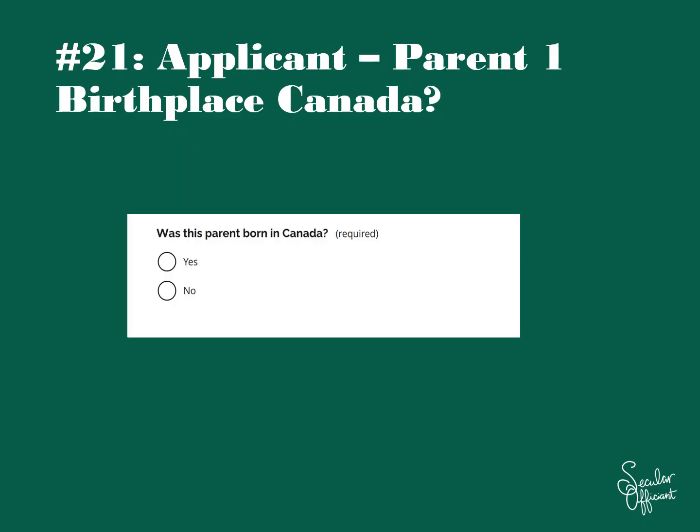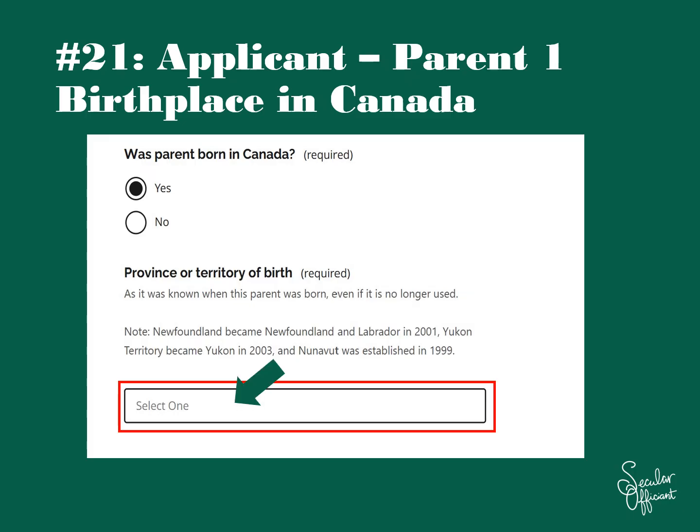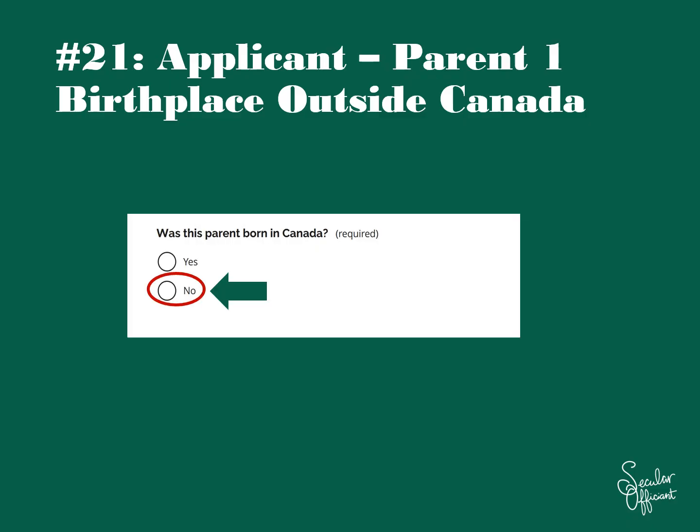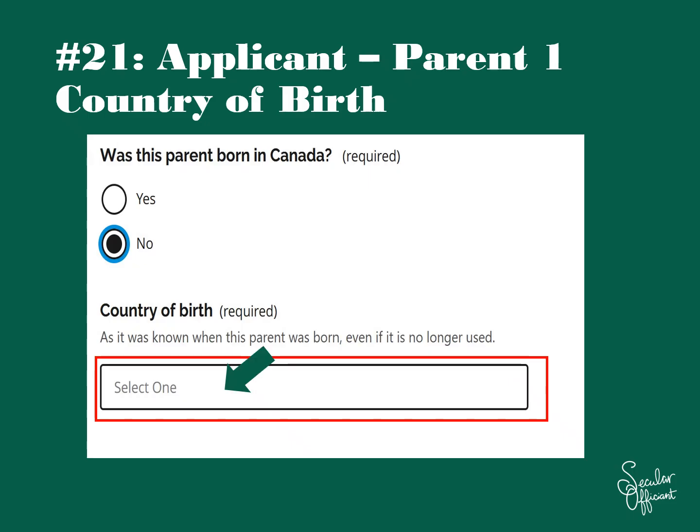Step 21 is indicating if your first parent was born in Canada. Select yes or no. If you select yes, the application will ask you to select a province or territory in Canada. If your first parent was born outside of Canada, select no. If you select no, the application will then ask you to select the country they were born in. You can start typing in the country and then select it from the provided list. The website will ask you to indicate the country name at the time, even if it has changed now. If you're unable to find the country on the provided list, you can select Not Found.